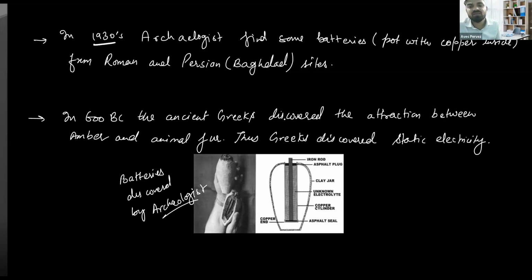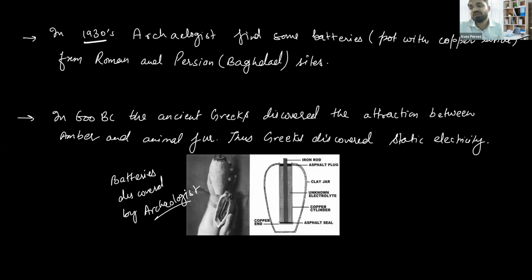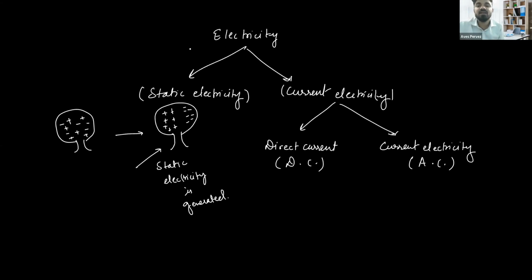In 600 BC, the ancient Greeks discovered the charge between amber and fur. When we rub an amber rod on fur, or rub balloons together, they get charged. So there were different theories and observations by scientists that prove we had a great connection with electricity in ancient times. Now moving to the next point: electricity we have divided into two parts.